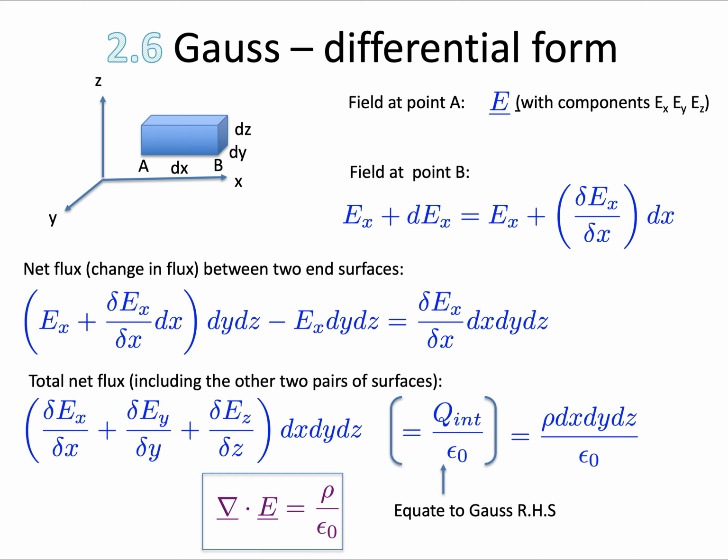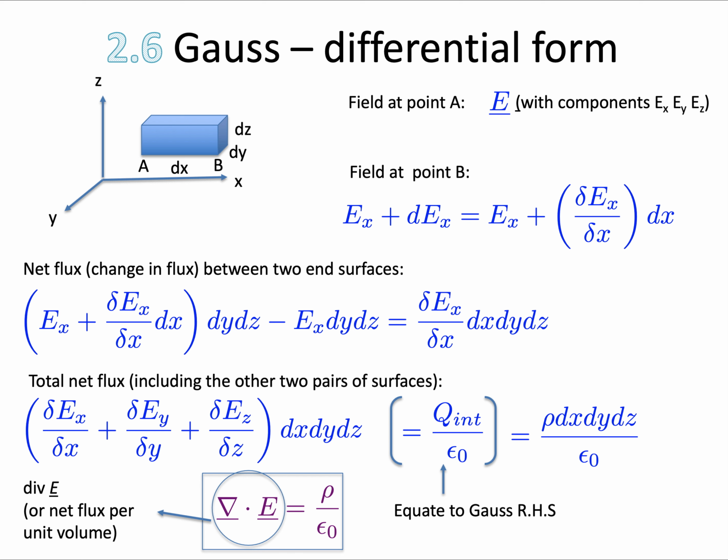then we get this. Grad·E is the divergence of E, which is the flux per unit volume, because we had the net flux on this line here and we divided by the volume, and that gave us the divergence of E. So it's the flux per unit volume.